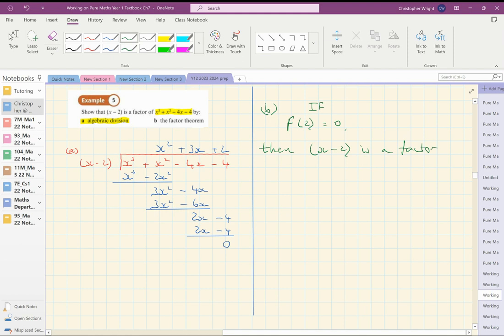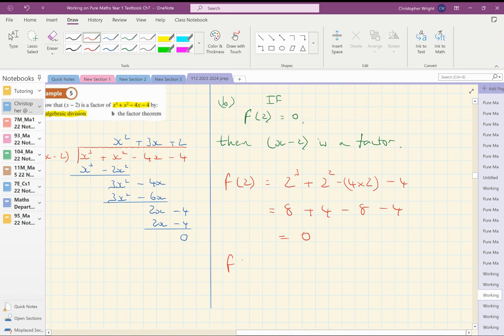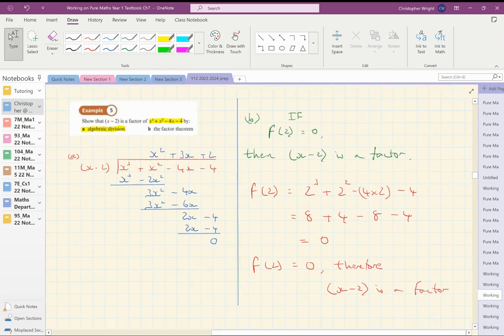So let's see if f of 2 is 0. Okay, so let's evaluate f of 2. f of 2 will be 2 cubed plus 2 squared minus 4 times 2 minus 4. Well, 2 cubed is 8, plus 4, minus 8, minus 4. That is indeed 0. So f of 2 equals 0. Therefore, x minus 2 is a factor. There we go, that's example 5 complete.